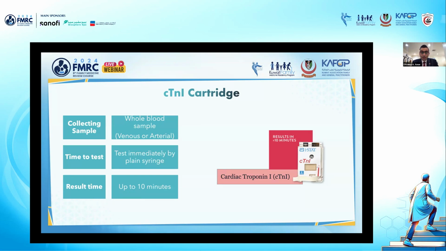Collecting sample: whole blood sample, venous or arterial. Time to test: immediately, by plain syringe. Result time is up to 10 minutes, including electrical calibration and chemical calibration. The i-STAT is the fastest device for cardiac marker testing, because you can't find anything faster than 10 minutes to give you the result.